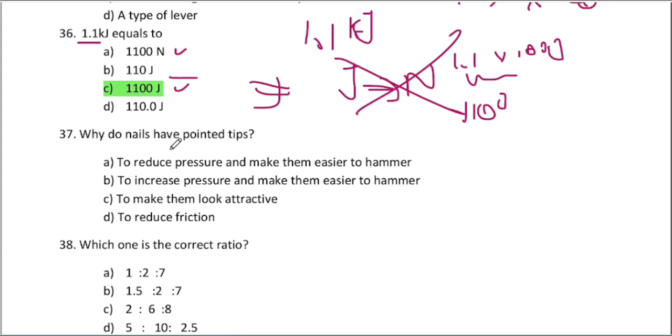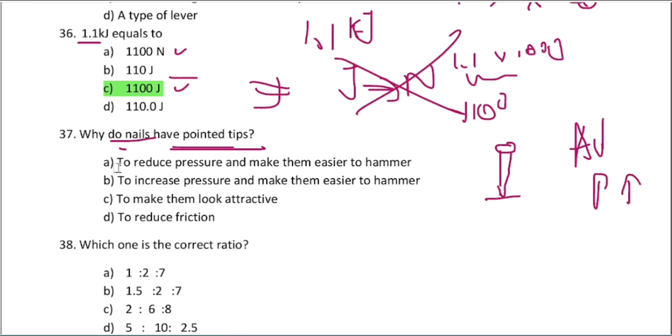Why do nails have pointed tips? We use nails to hang some things on our walls, right? Nails have very pointed tips. What happens? The area is reduced, then the pressure will be increased. It increases pressure and makes them easier to hammer, right? If there is not a pointed tip, it's hard to hammer, right?